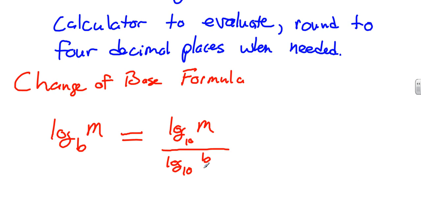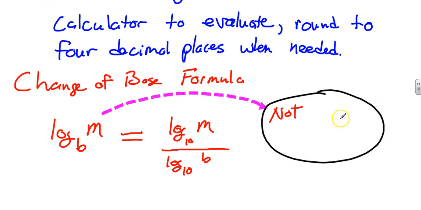The only thing with this is, don't get this confused with the expansion and condensation properties where you could take the division part and rewrite it. This is not for that. Here's what you have to realize: this is not the log of M divided by B, because sometimes people get those two confused a little bit. This is a total rewrite of this thing. If you have the log of M base B, then you're going to rewrite this with log of M base 10 and log of B base 10. And then as long as it's base 10, you can use your calculator.